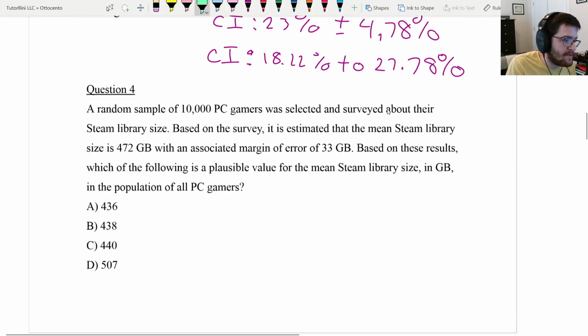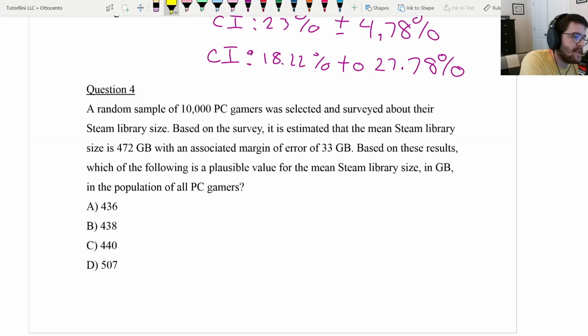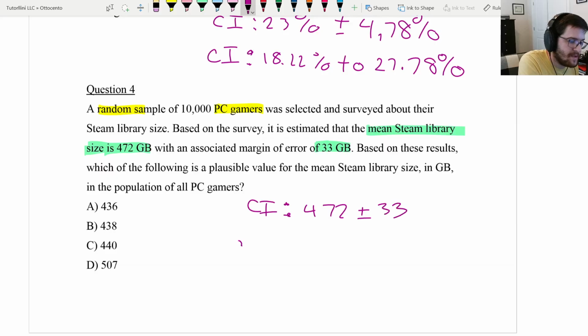Okay, a random sample of 10,000 PC gamers was selected and surveyed. So once again, we have a random sample, and I believe the population is all PC gamers. Let's see, we have a point estimate, a mean of 472 gigabytes, with an associated margin of error of 33 gigabytes. So we're going to do the confidence interval: 472 plus or minus 33 gigabytes.